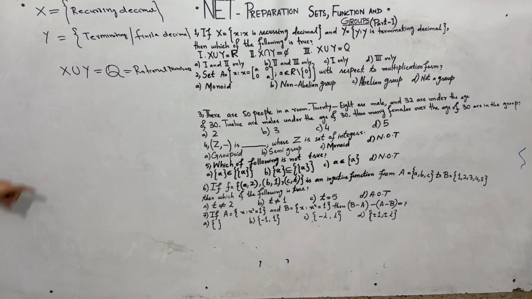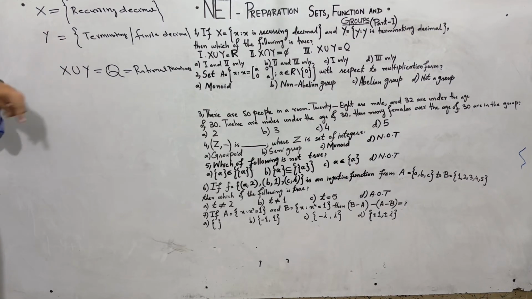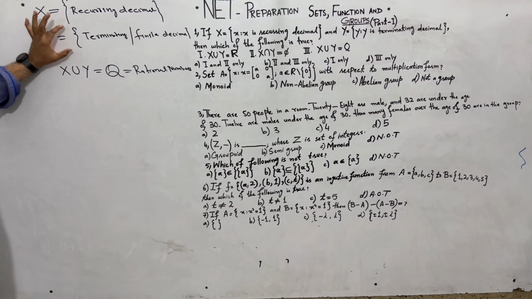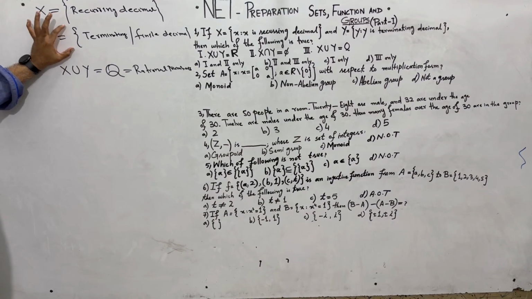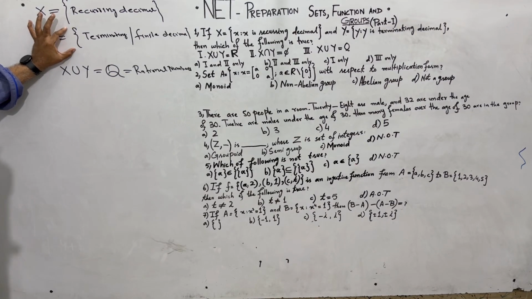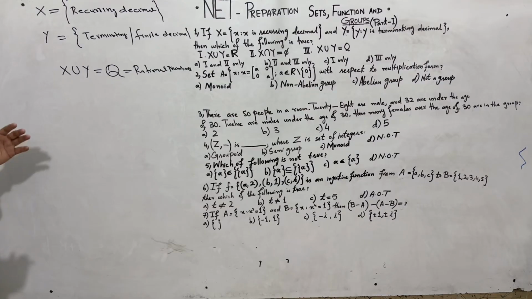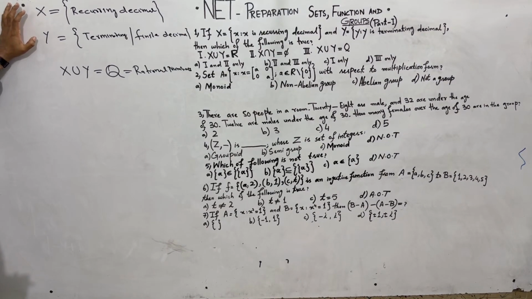If it is in decimal, either the decimal repeats, recurs after 1 digit, 2 digit, 3 digit, 4 digit, 5 digit, whatever the case is. A recurring decimal is known as a rational number, as well as a terminating decimal is also known as a rational number. They both can be written in the P over Q form. Everybody is familiar.